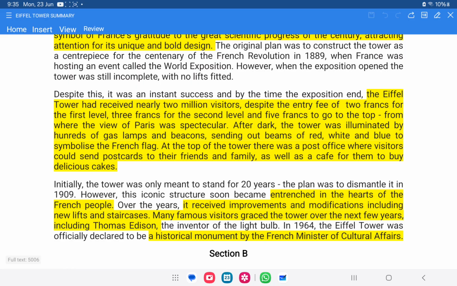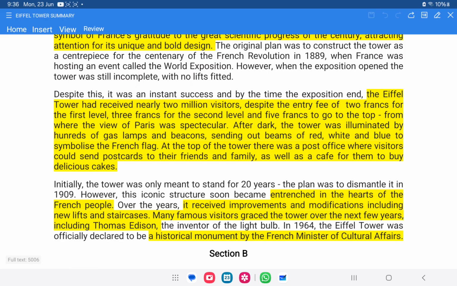So, if you write that 2 million visitors visited, that is an attraction. Why are 2 million people going to visit? So we should also go there. Visitors came despite the entry fee of 2 francs for the first level and 3 francs for the second level. That also shows that it is attractive. It has different floors, so people buy tickets and they go there.